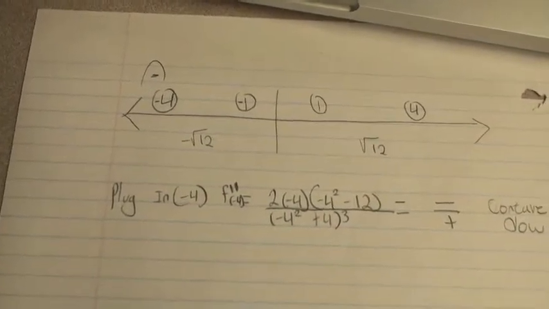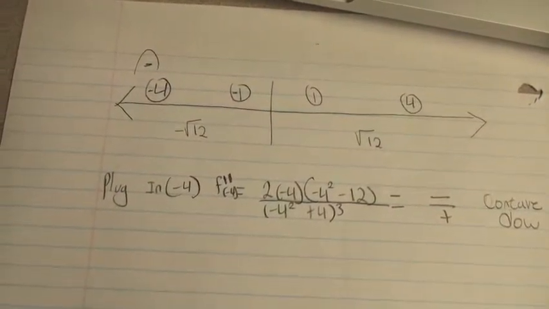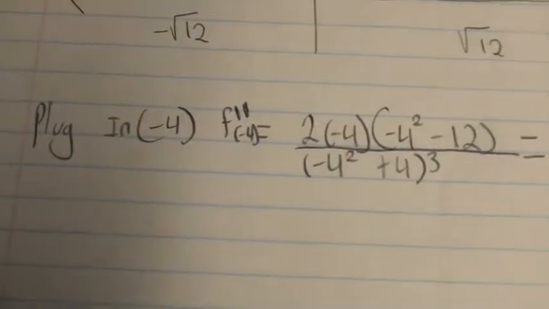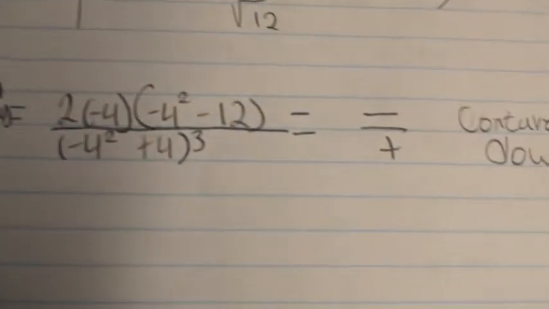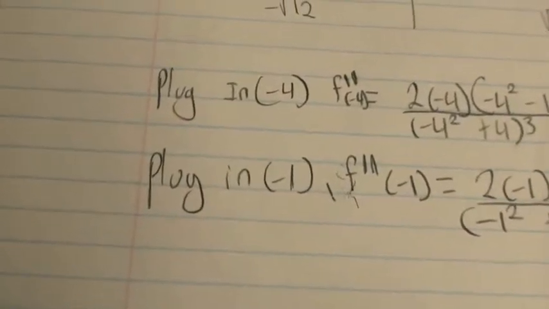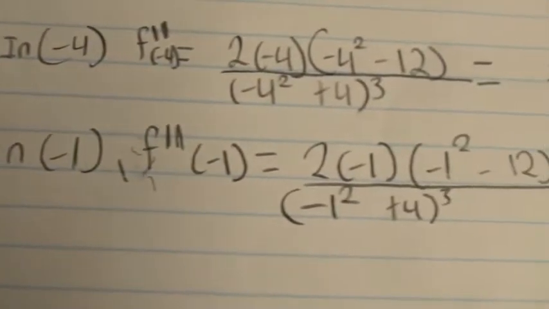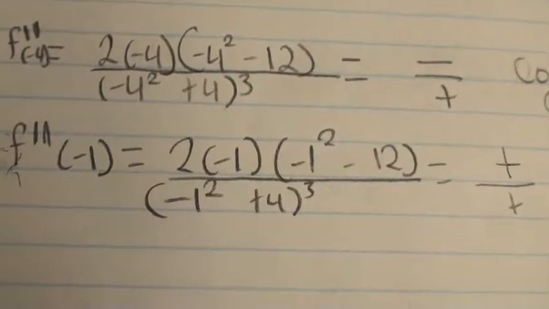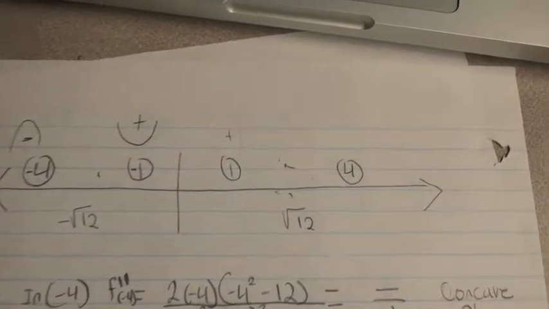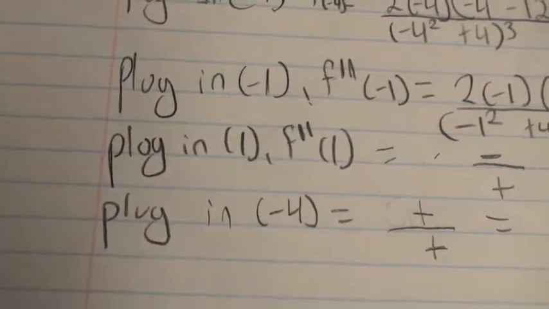Again, we make the number line and we find when it is concave down and up. As you can see, we plug in negative 4 into the equation, and that equals a negative. If it's negative, it means concave down. Now we plug in negative 1 into the second derivative, and we get a positive at the top, positive at the bottom. Thus, it's concave up. Now, when we're looking for concavity, we always use 0 as a dividing point. So our test points are negative 4, negative 1, positive 1, and positive 4.